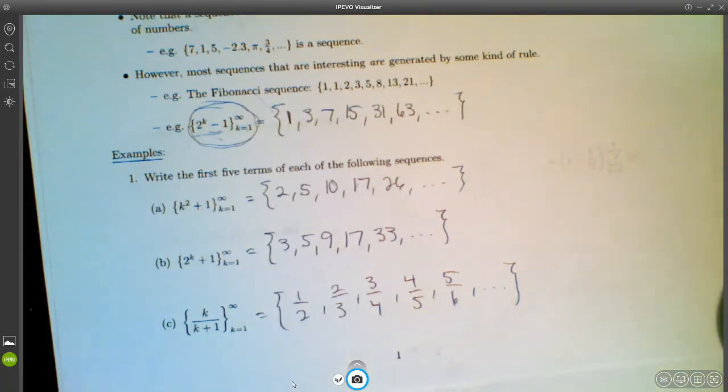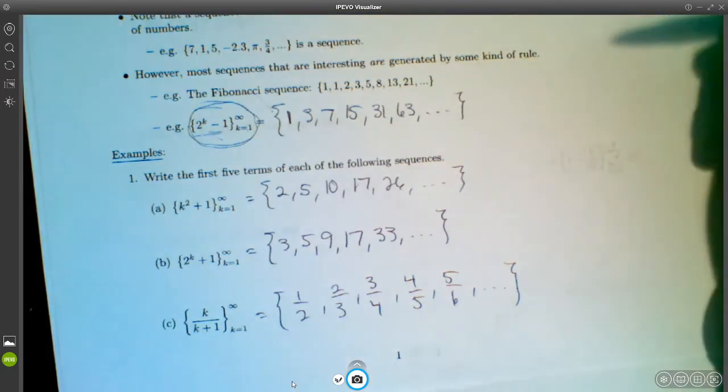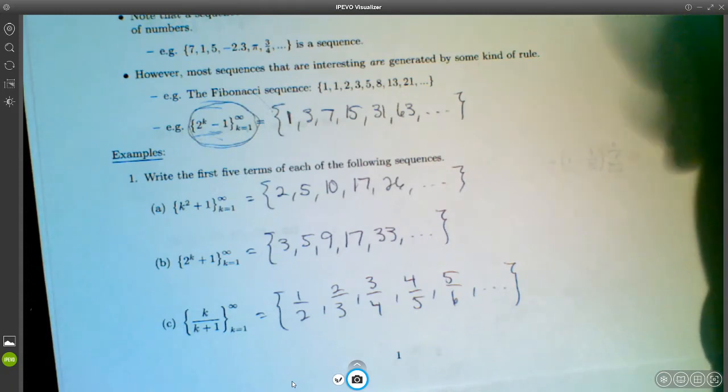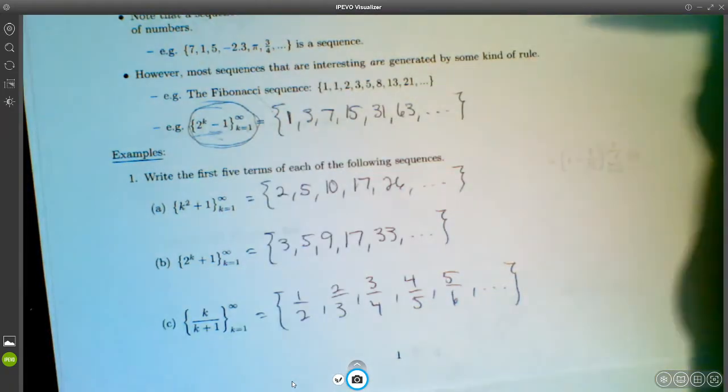Okay, so you should be coming up with something like these lists. Well, you should be coming up with these exact lists as a matter of fact. So this is how sequence notation works.